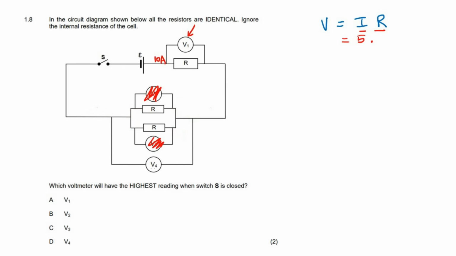So 10 amps is going through this part of the circuit, and 10 amps is also going through this part of the circuit. So now we need to compare the resistance values. So this resistor, let's say for example that this resistor was 2.